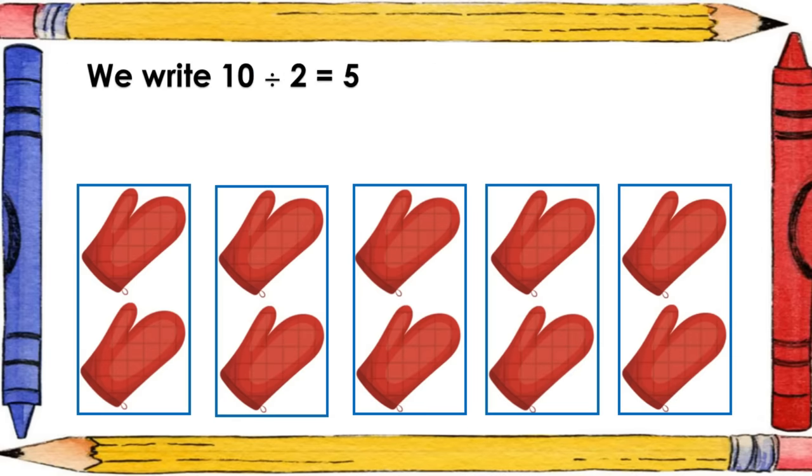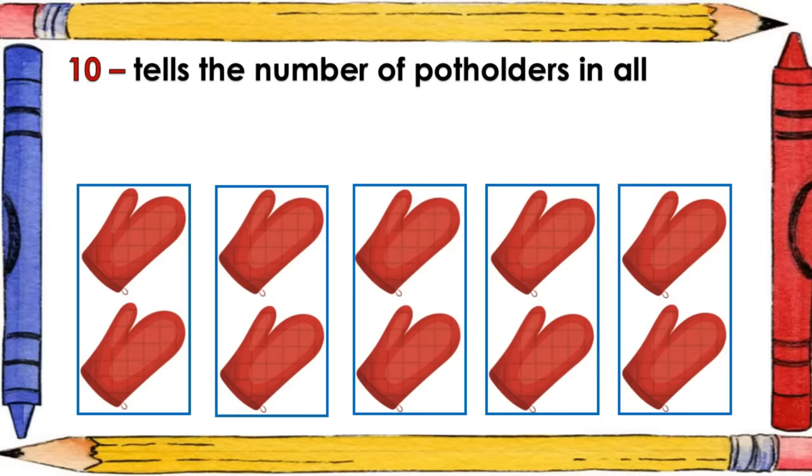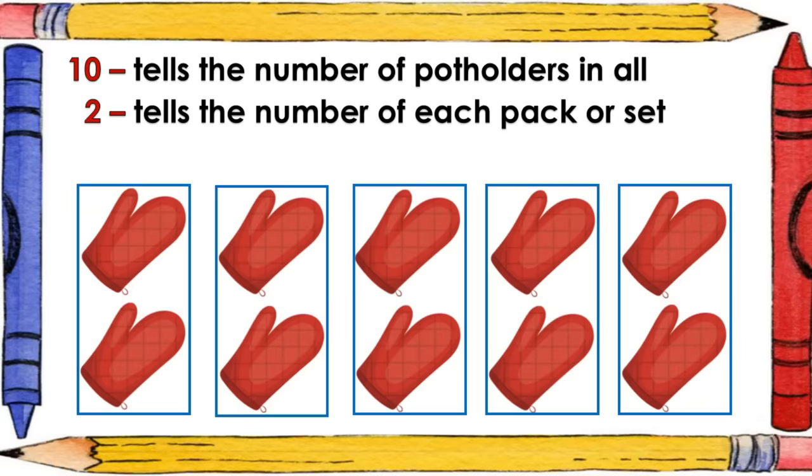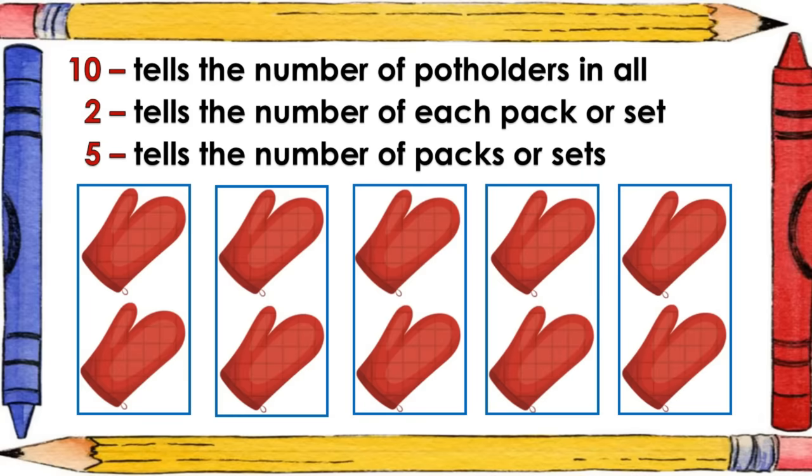We write 10 divided by 2 equals 5. 10 tells the number of pot holders in all. 2 tells the number of each pack or set. 5 tells the number of packs or sets.